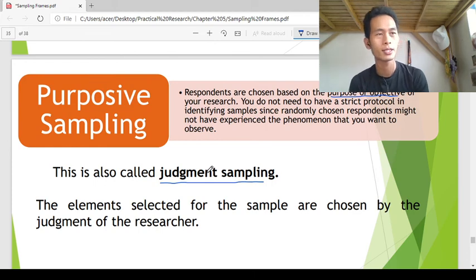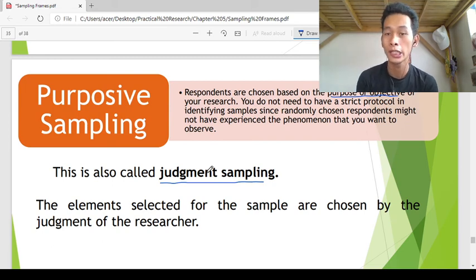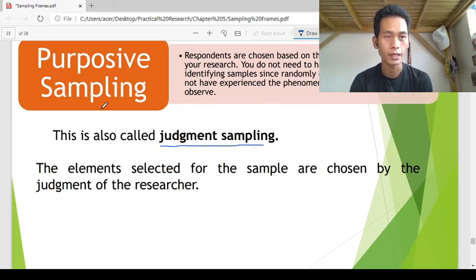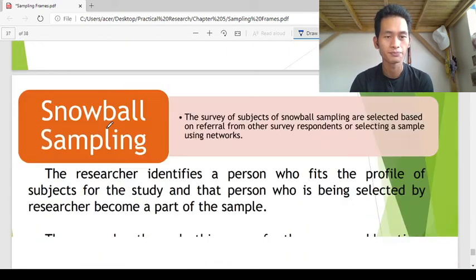So, pwede ka madto sa Office of the HR, adto ka sa Office of the hiring manager or the branch manager. So, sila ang makahatag sa imo. Meaning, you choose your respondents based on the purpose of your research. Di ba? Based on your own judgment. Di ba? Purposive sampling, depending on the purpose of your research.